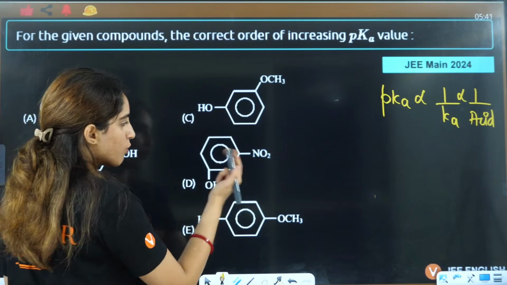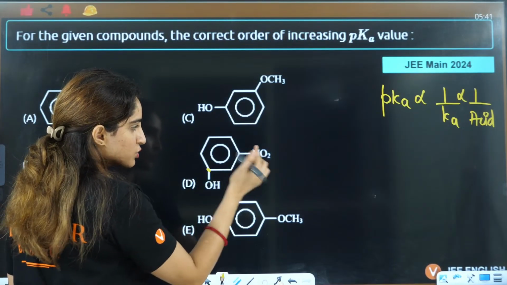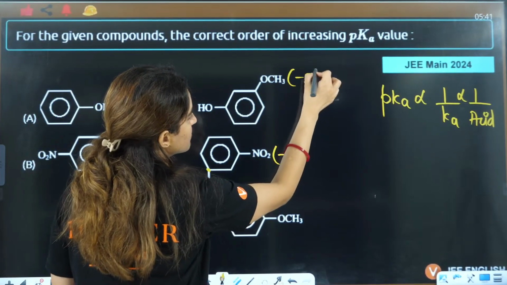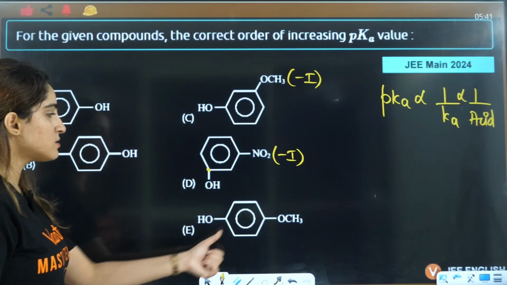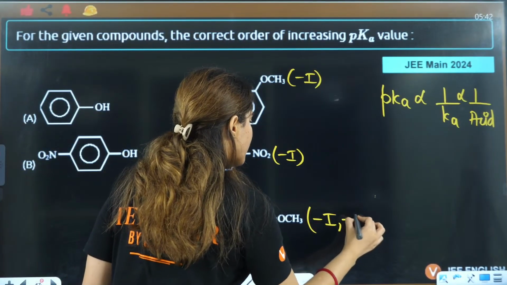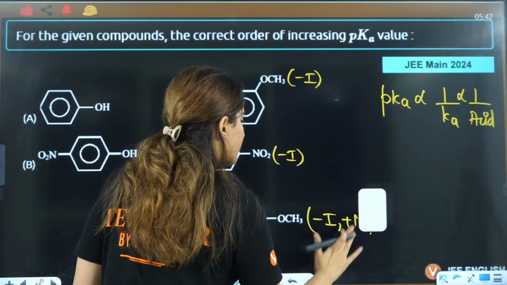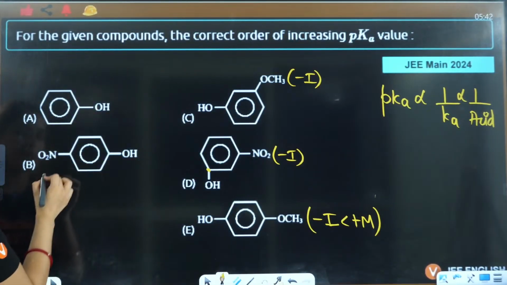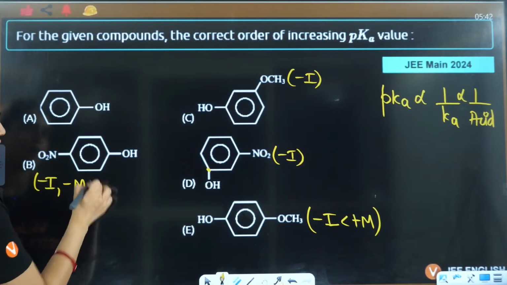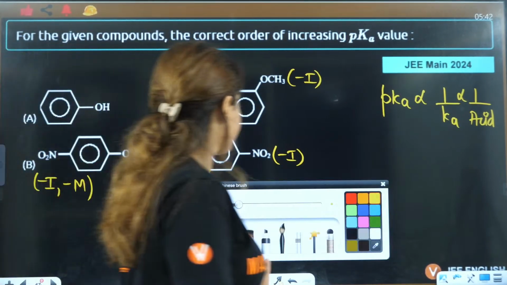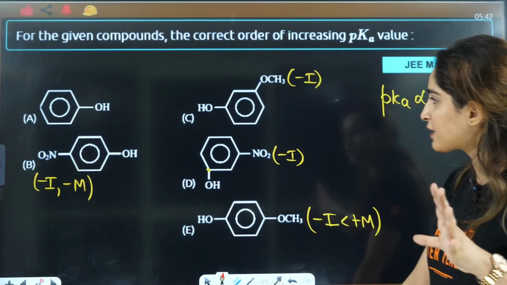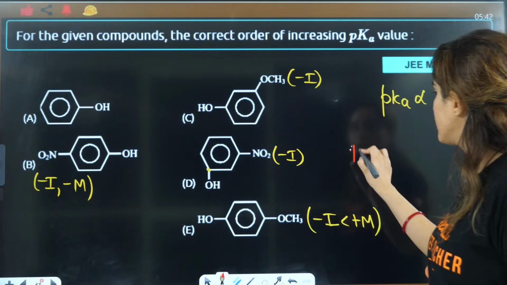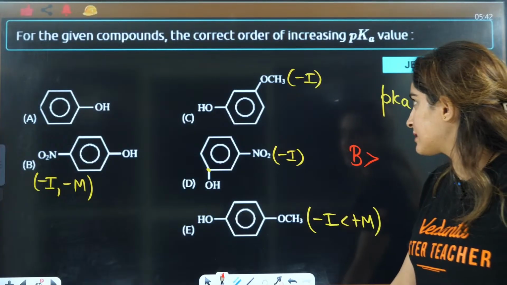This is ortho, this is meta, so here only minus I is applied. This is para, so both minus I and minus M, and plus M, are applied, plus M being more dominating, right? Here you have para, so minus I and minus M both are applied. Here no effect is applied. So if you have a very good electron withdrawing effect, that is B, that is going to make it most acidic. So B will be most acidic here, right?